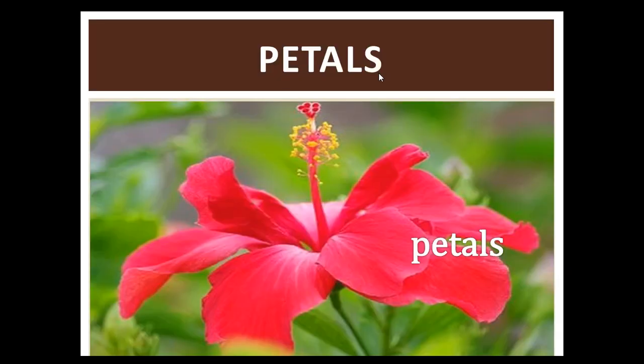Now, next part is petals. Petals form the second ring which is bright color and even scented also. They are having different type of fragrance. This bright color petals attract the insect towards the flower.